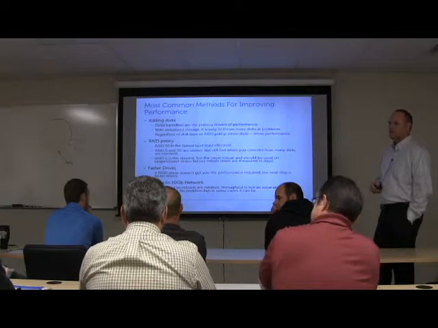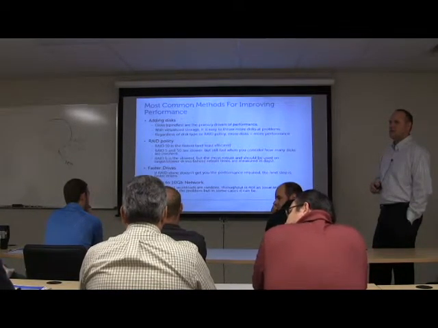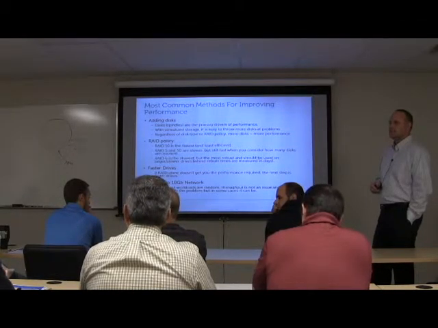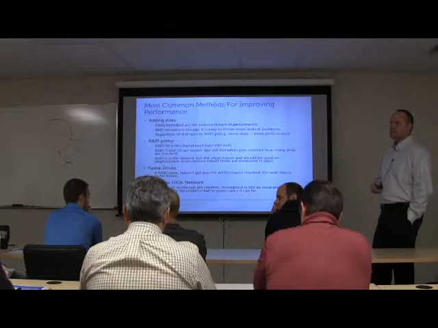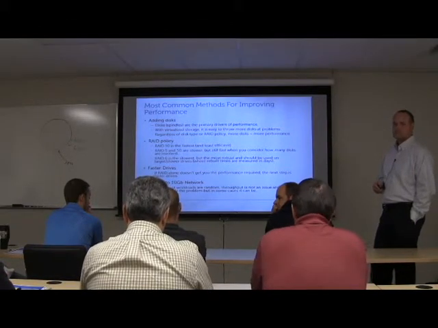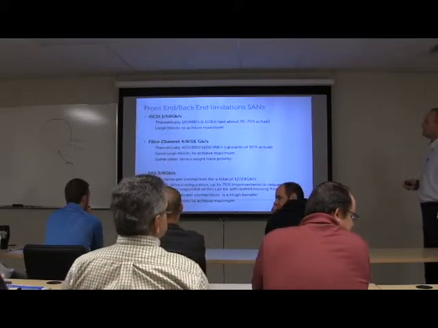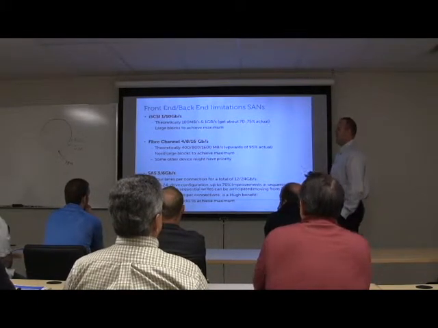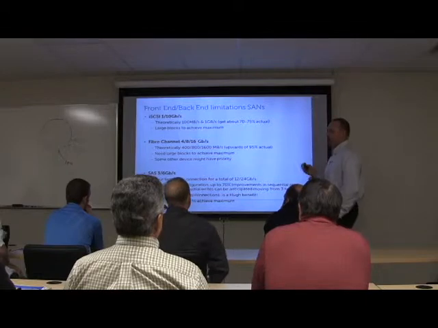RAID 10 basically is RAID 1 and RAID 0 together. You have striping, and it's having a RAID 0 of disks and then mirroring that to another RAID 0. They call it RAID 10. It's mirroring the striping. So, on the back end, limitations of SANs, back and front end.